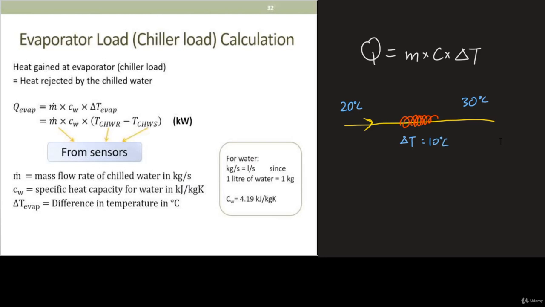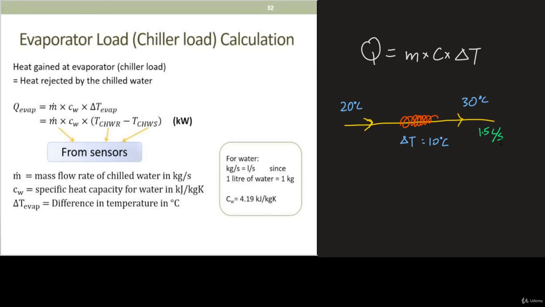The second information you need is how fast your water is flowing through. Let's say it is flowing at 1.5 liters per second. That is the flow rate. And the third thing you need to take note of is what kind of fluid is actually flowing through. Is it water, oil, air, etc.? Let's say it's water.